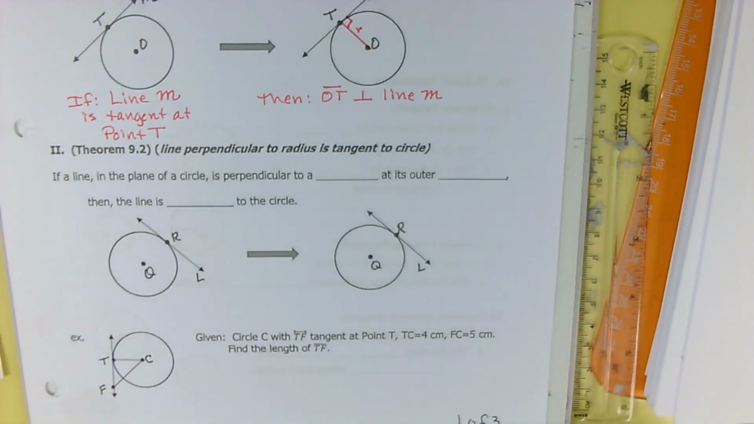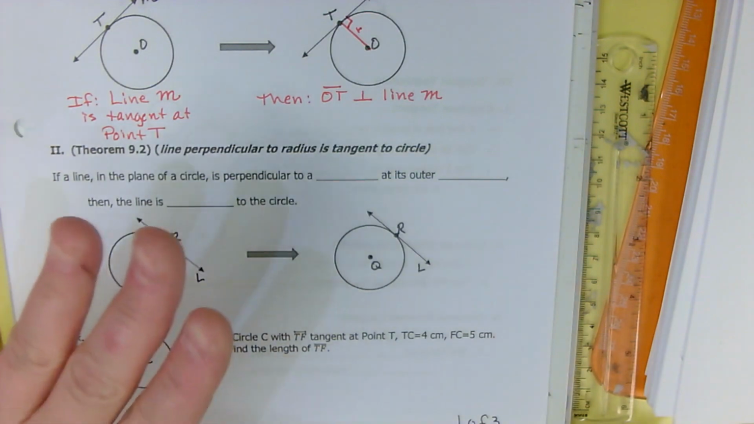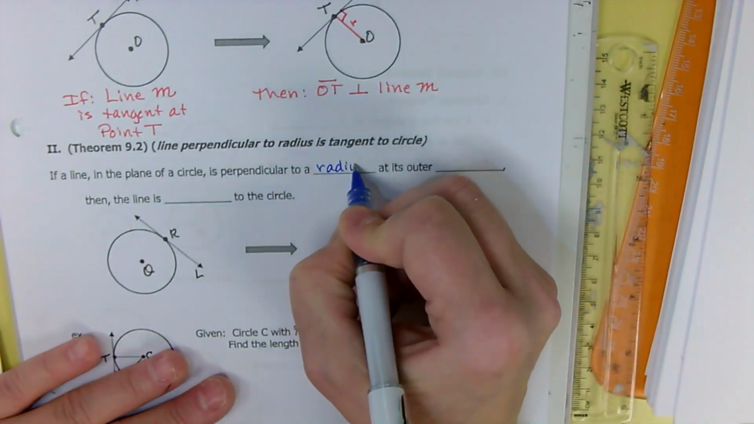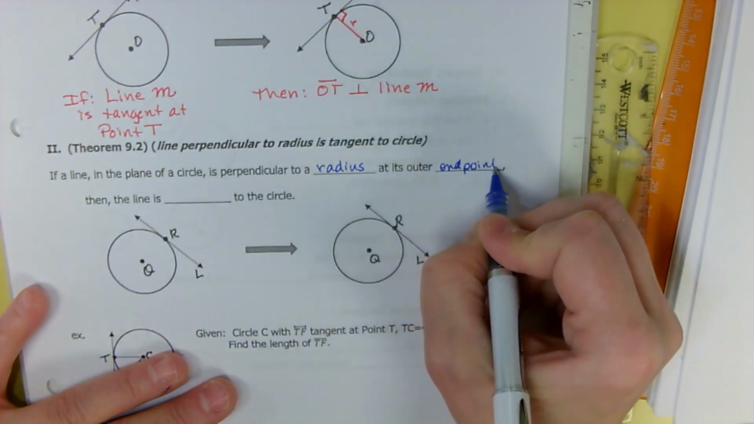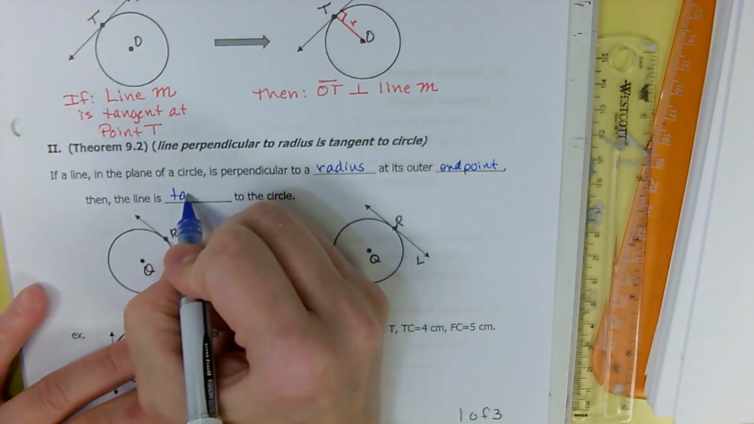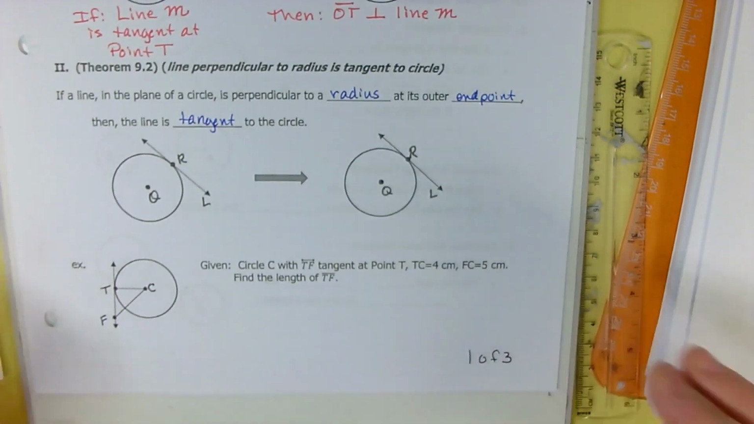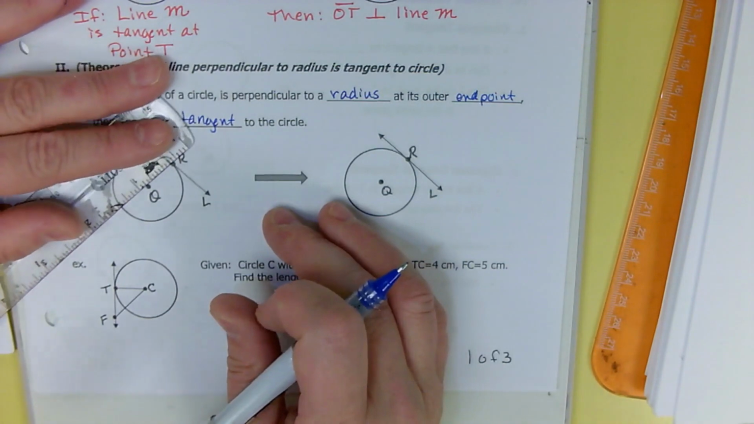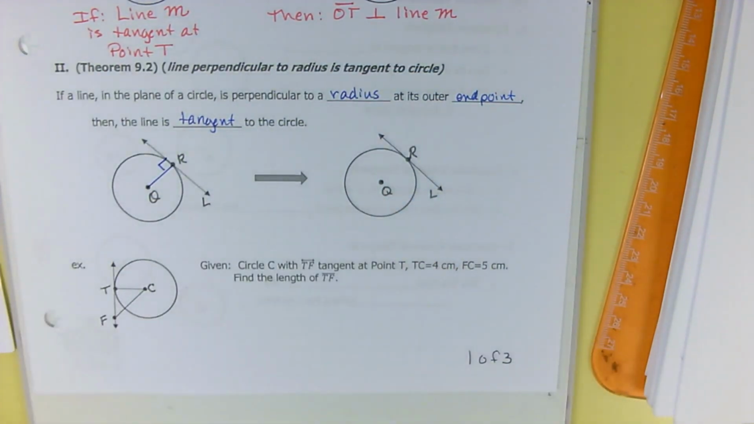All right, let's go on to theorem 9.2. If a line in the plane of a circle, so in the plane means flat, is perpendicular to a radius at its outer end point, then the line is tangent to the circle. So this is basically the reverse of 9.1. In this one, you start with a radius perpendicular to a line that touches the same point.